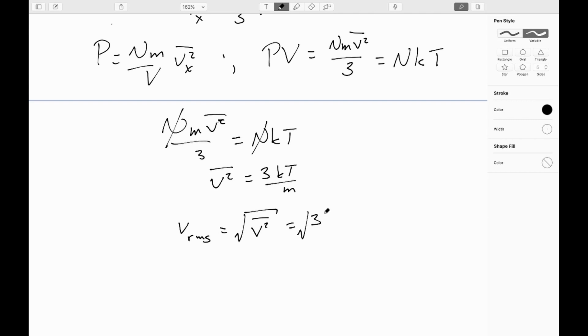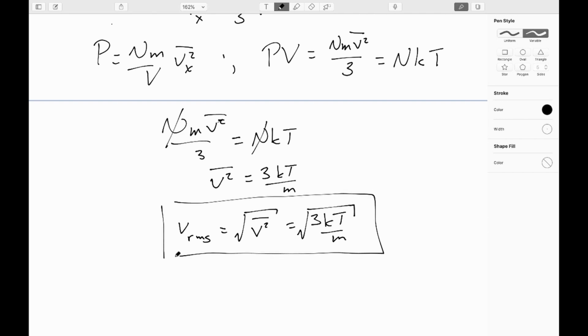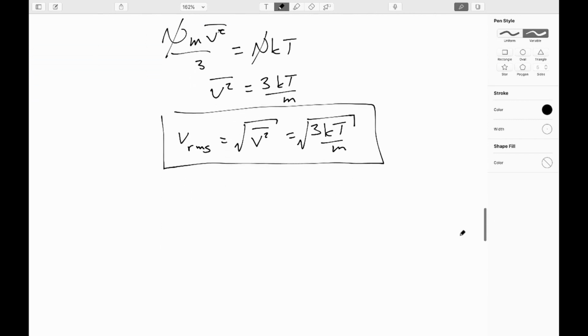So that equals the square root of 3kT over m. So it turns out that what the temperature does is it tells you on average how fast a particle is going. Okay, so let's follow that through just a little more.